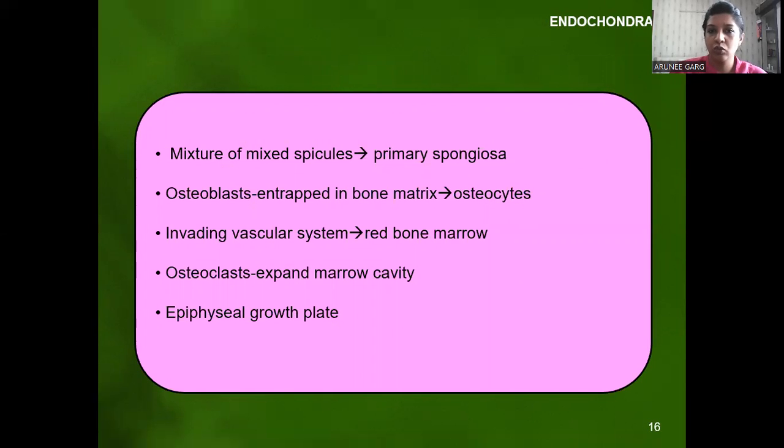A mixture of bone and cartilage spicules is called the primary spongiosa. Osteoblasts entrapped in bone matrix are called osteocytes. The invading vascular system forms the red bone marrow. The osteoclasts expand the marrow cavity by resorbing the inner surface of the marrow cavity. And there's an epiphyseal growth plate, which is seen at the epiphyseal end.